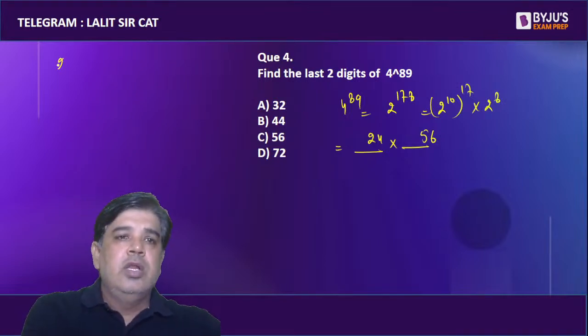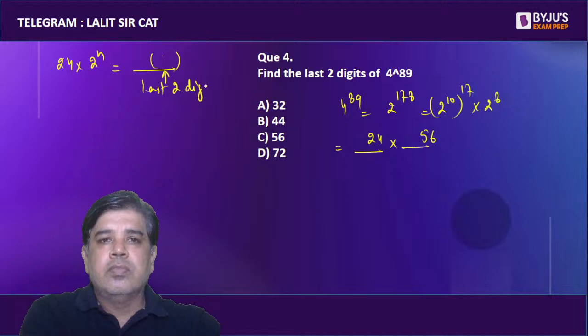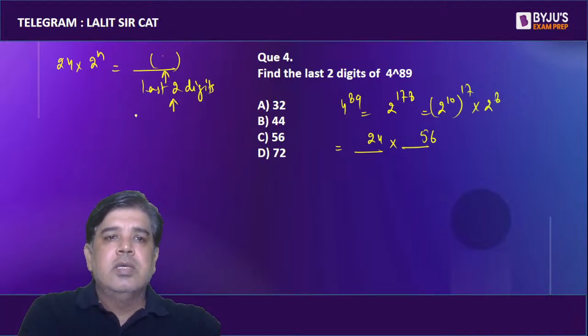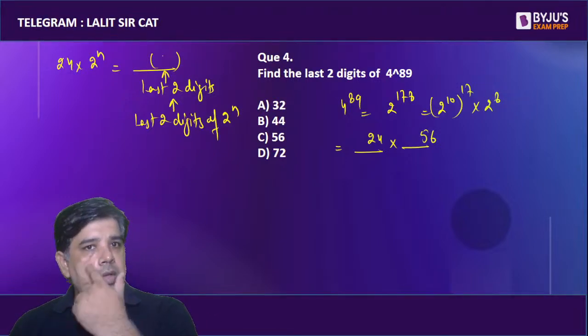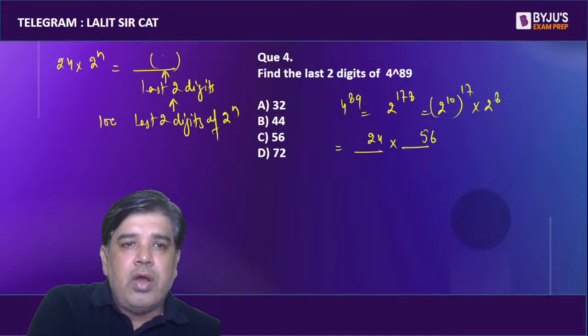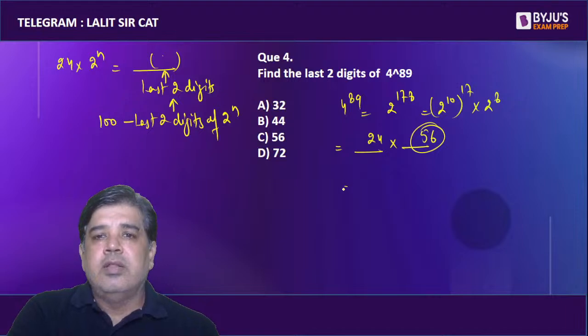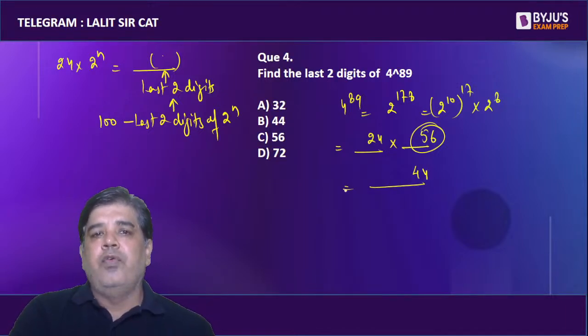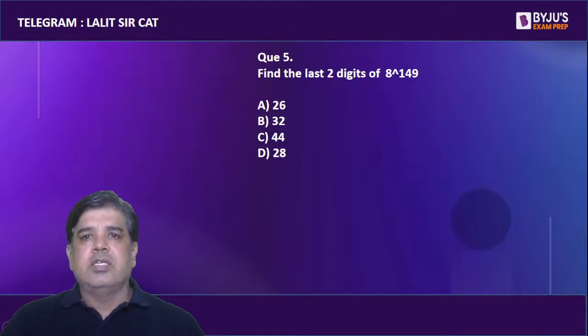So 56. 24 into 2 raised to power n will give last two digits as the last two digits of 2 raised to power n, right? Subtracted from 100. So simple. So here we have 56. Subtract 56 from 100. So 44 is the answer. Okay. So question is a matter of just 2-3 steps.